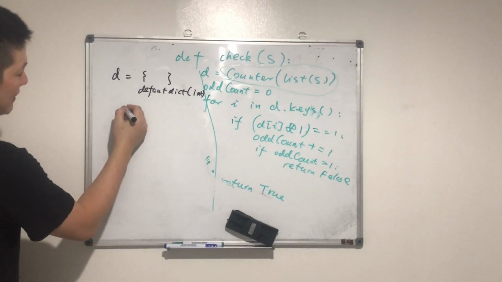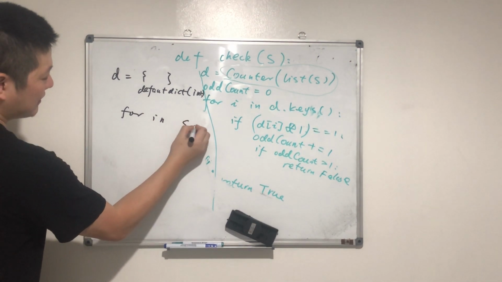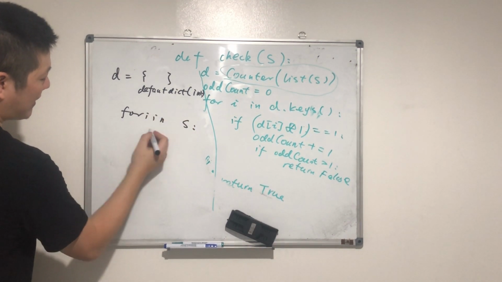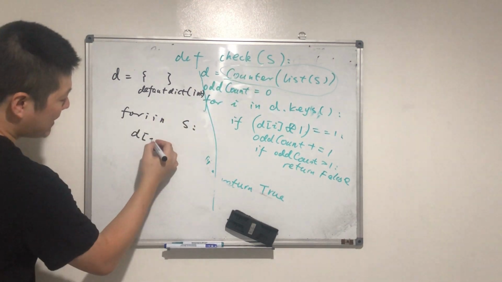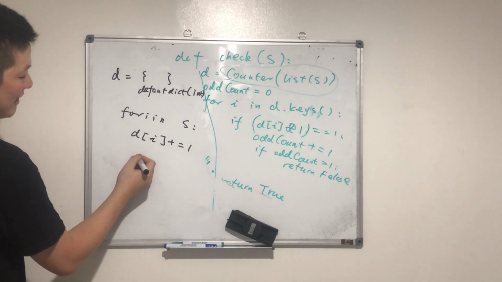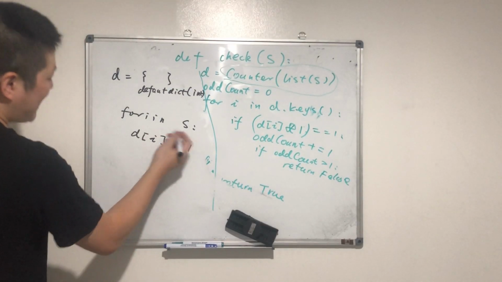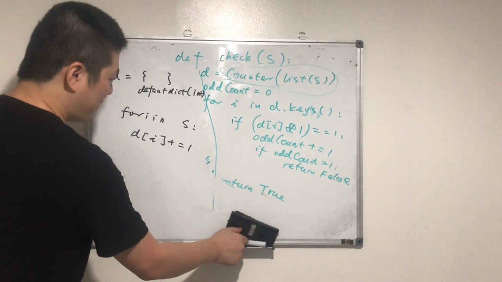Then we can do this: for I in S, D[I] plus equals 1, right? Yes. Okay. Then after this, we do the counting, and then we do the same as before. Okay, so it's coding time.